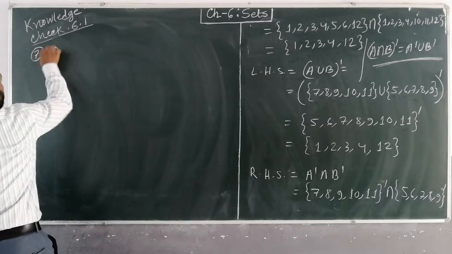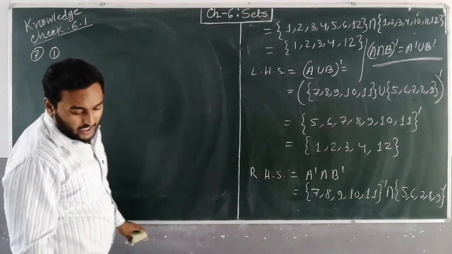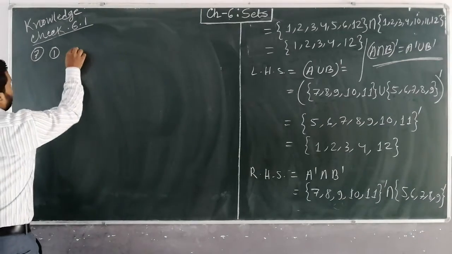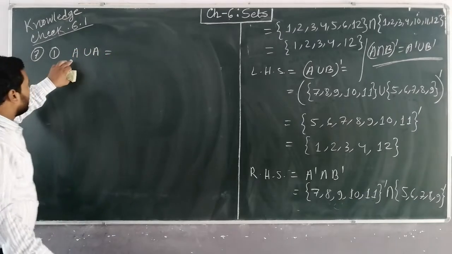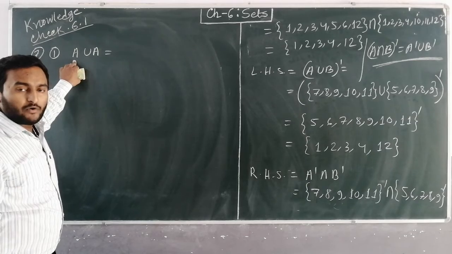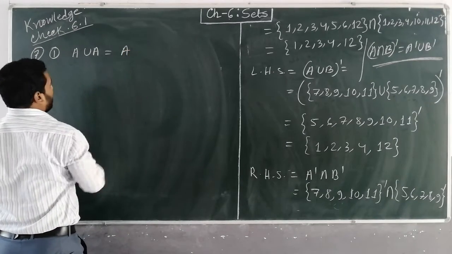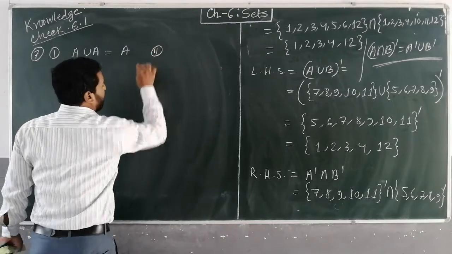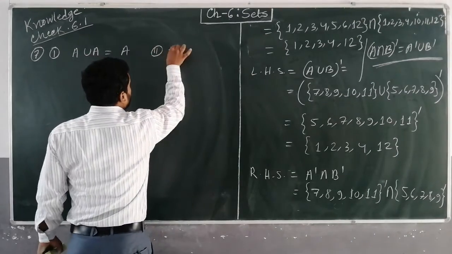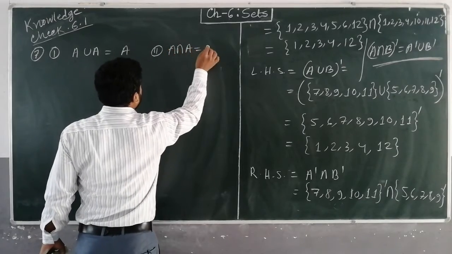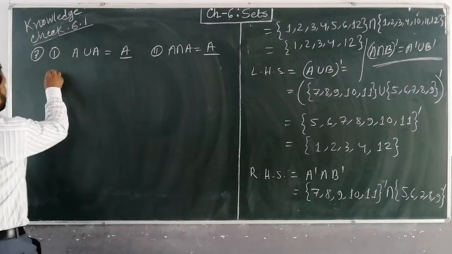Question number 7, first part. It is given, fill in the blank. First is given A union A. I already explained: if you take the union of a set with itself, then you will get the same set. Second one, A intersection A. Again the same: if you take intersection with itself, then it will give the same set.